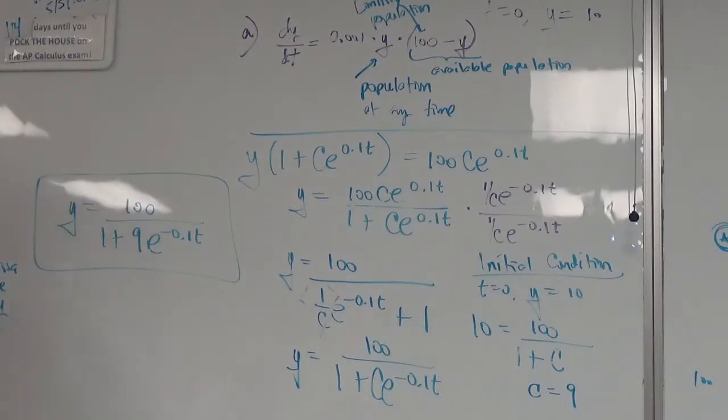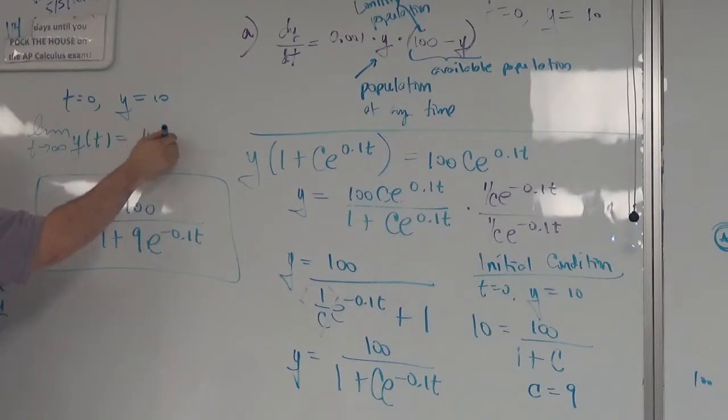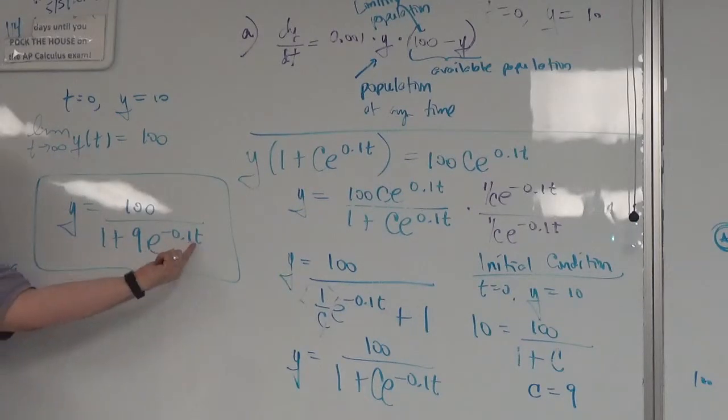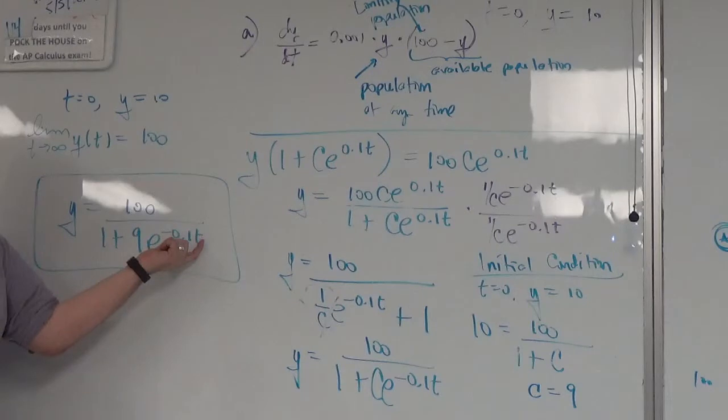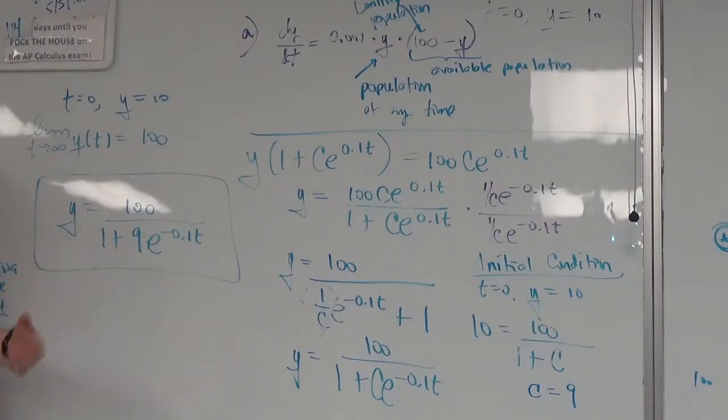Check. It satisfies that test, but there's another thing that we know. The max should be 100. The limit as t approaches infinity of y is supposed to be 100. Does that happen? Imagine t approaching infinity. Negative 0.1 times infinity is like a negative infinity. If the exponent approaches negative infinity, e to the negative infinity approaches 0. 9 times 0 plus 1 is 1. 100 divided by 1, 100.